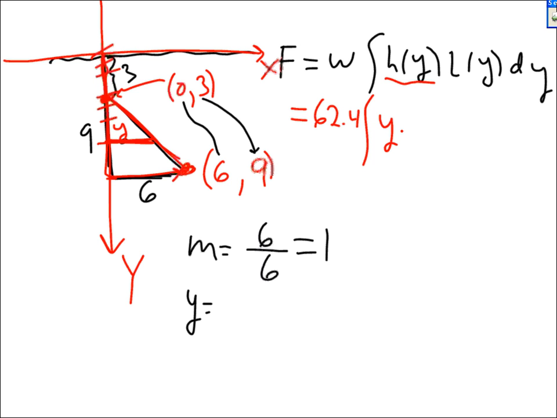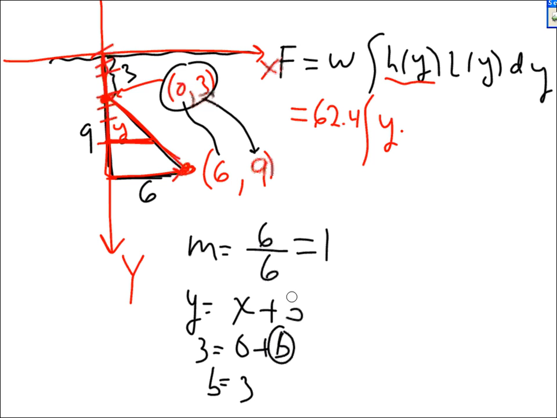So y is equal to 1x, which I'll write as x, plus b. Oh, okay, so I'll use this point. When x is 0, y is 3. 3 is equal to 0 plus 3. B is 3. So instead of b that I'm erasing now, I will put 3.